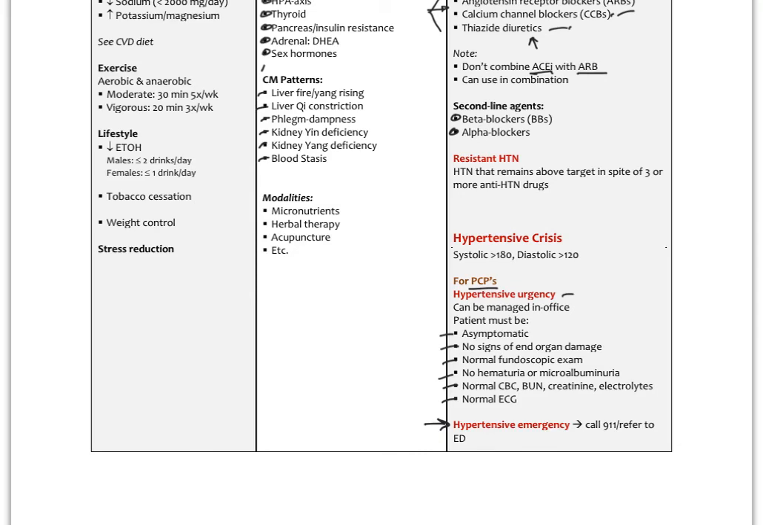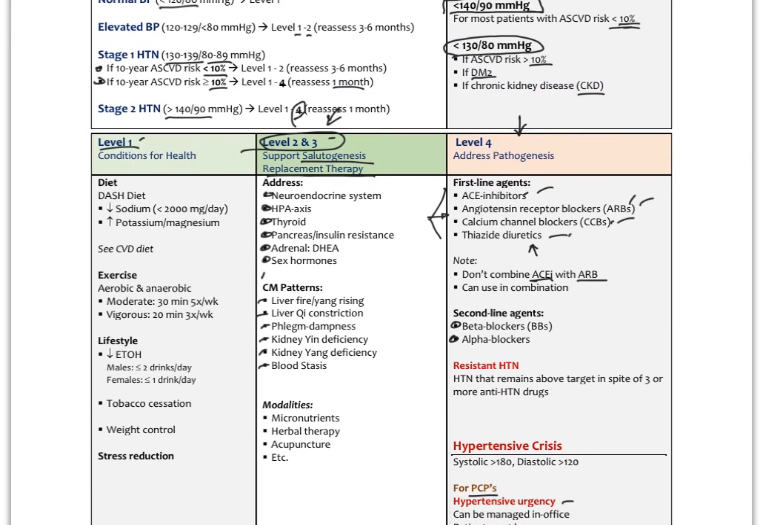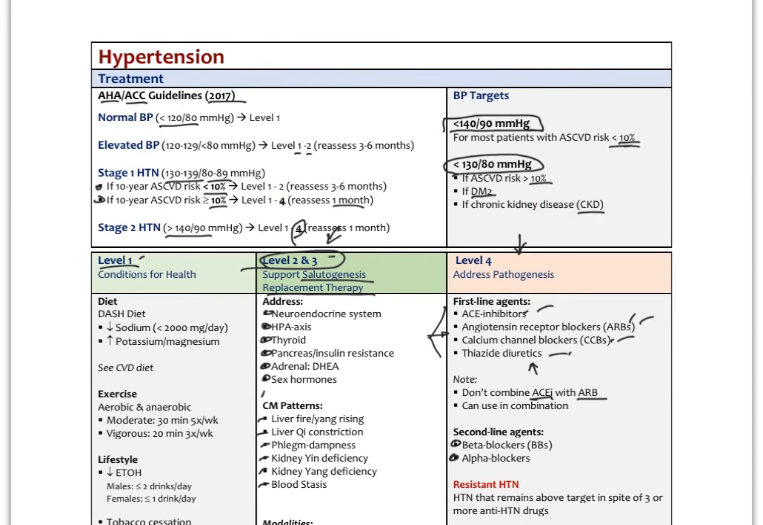Okay, so that's an overview of the biomedical approach to hypertension. Again, very, very commonly encountered, and it is important if you're not in primary care to, at least with your patients, do initial blood pressure screenings, and if they fall into the elevated categories, to refer those cases out so that they can be properly managed that way.